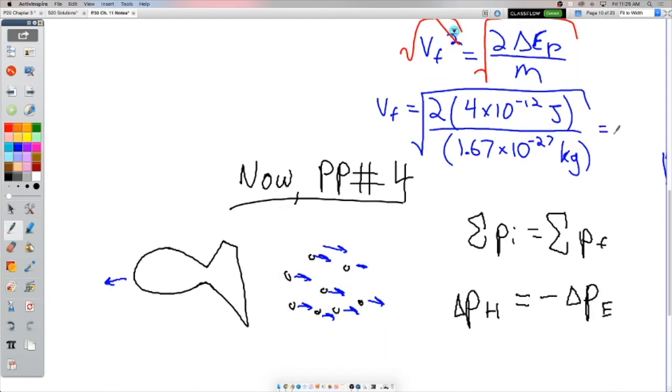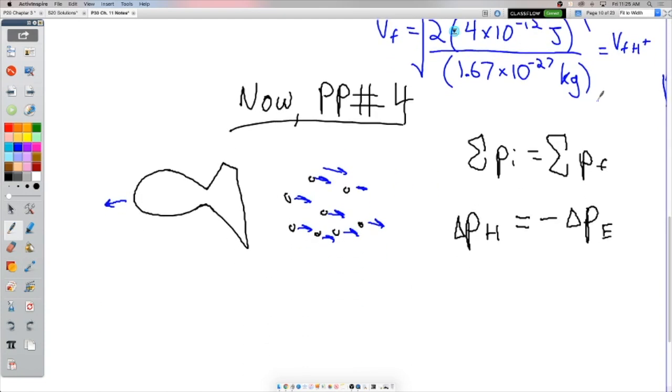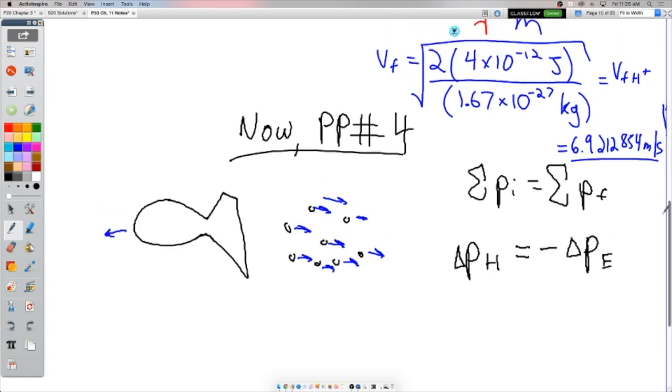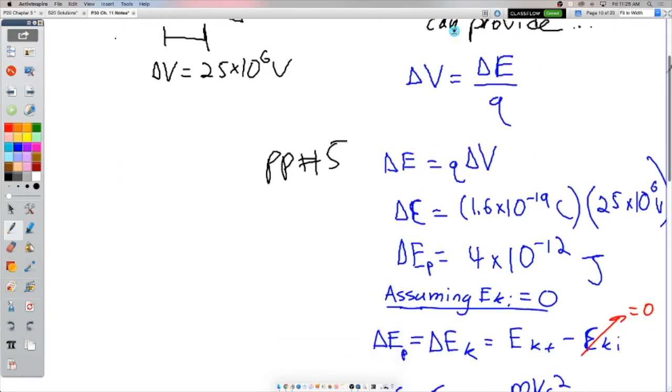Okay, so I'm getting that the V final for a hydrogen ion is equal to, sorry, this is not the best way to show it, but I got 6.9212854 meters per second. Okay, so if it starts from rest, that is the max change in velocity that can be provided. So that's how fast this engine is capable of making hydrogen ions move.